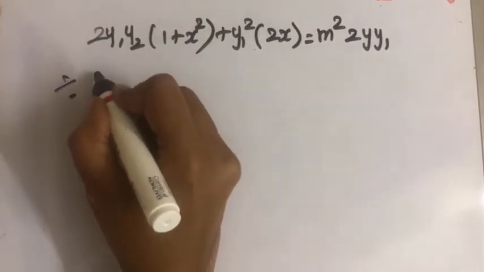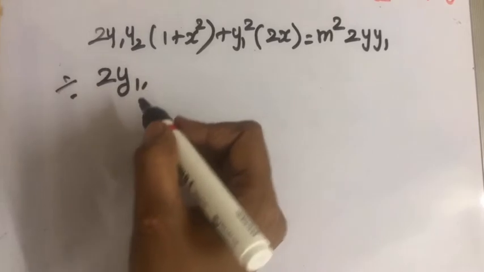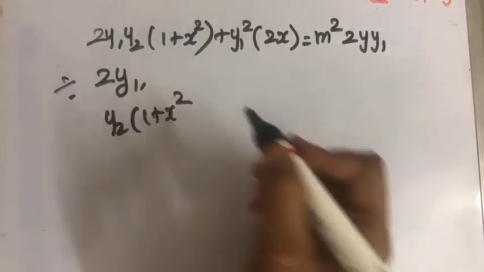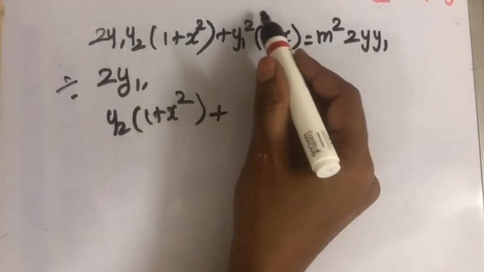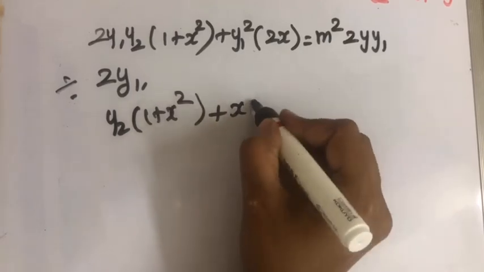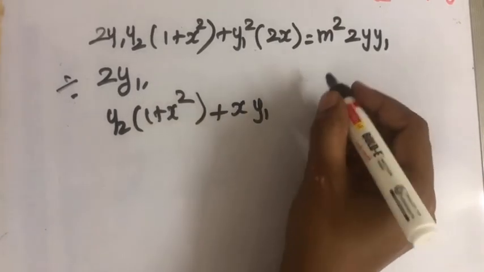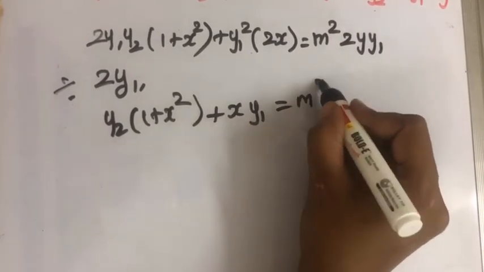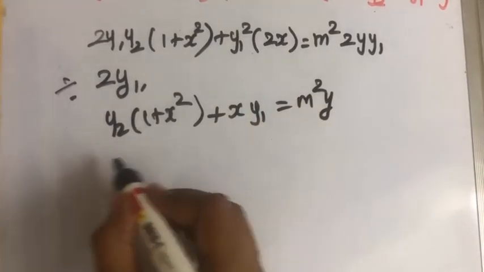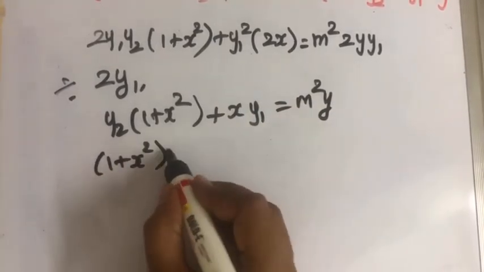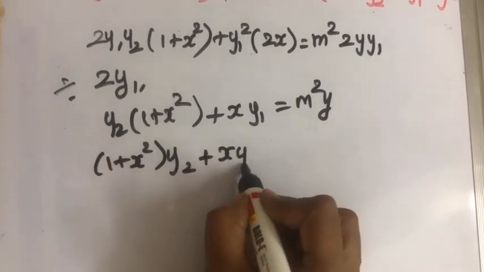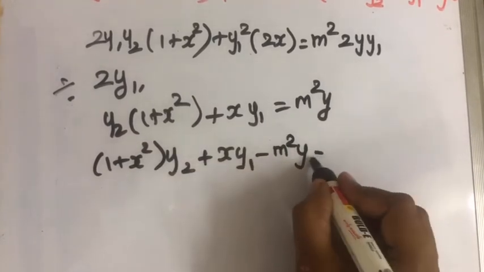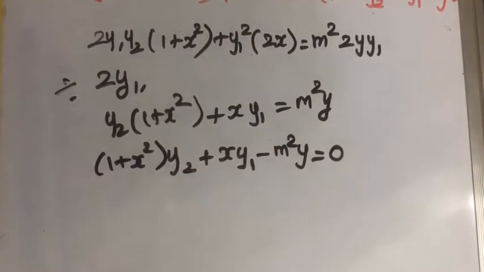So divide both the sides by 2y1, we get y2 into 1 plus x square plus, while dividing this by 2y1, I have x into y1 or y1 into x. That is equal to, here also we divide by 2y1 and I get m square y. So 1 plus x square into y2 plus x y1. While bringing this term to this side, it will become minus m square y is equal to 0. That's what we have to prove.